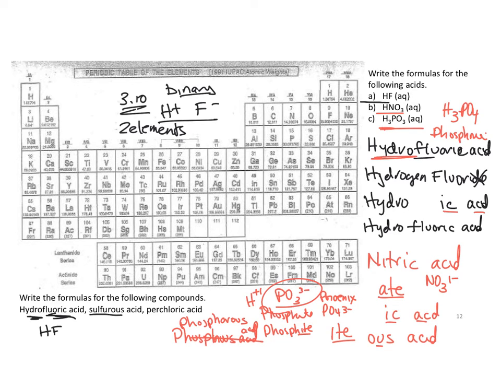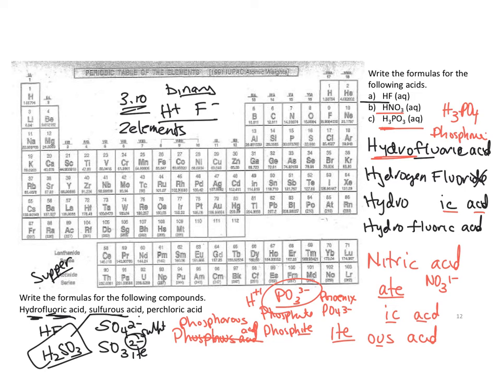Sulfurous acid. So it doesn't start with hydro. You think of sulfate, sulfur. Remember supper? That's your -ates. So this is -ous acid, so it has to come from the -ite. So that's sulfite, and then you need 2 positives, 2 hydrogens, so it's H2SO3. So this is sulfurous acid.